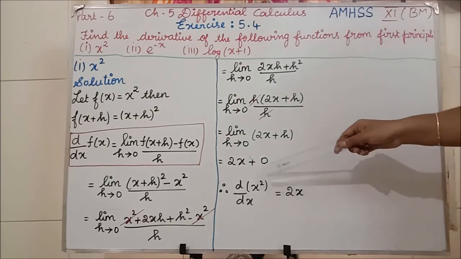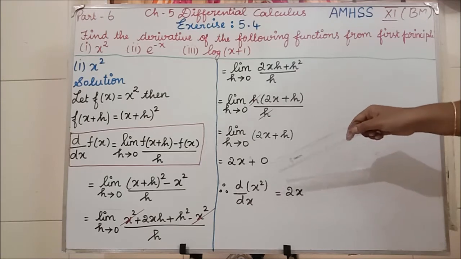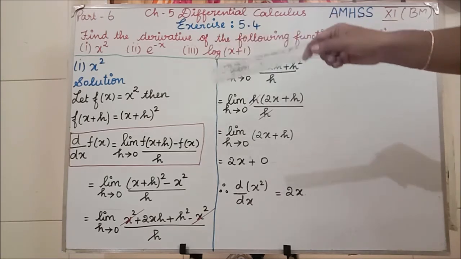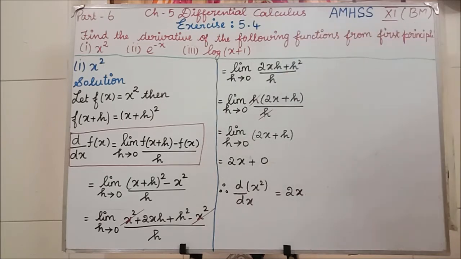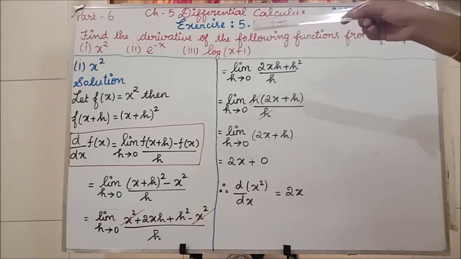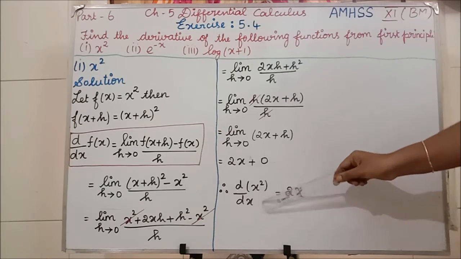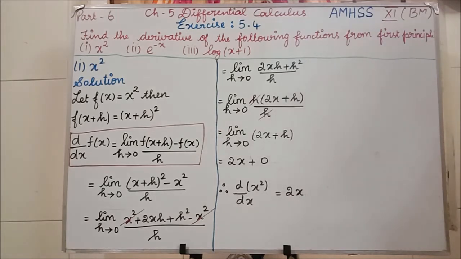So therefore d by dx. Why have I written d by dx x square here? Because d by dx f of x I have written in that box formula. f of x means what we are having? x square. So d by dx x square equal to 2x. This is our answer for the first subdivision. Clear? Similarly, next subdivision we will see now. Second subdivision and third subdivision.